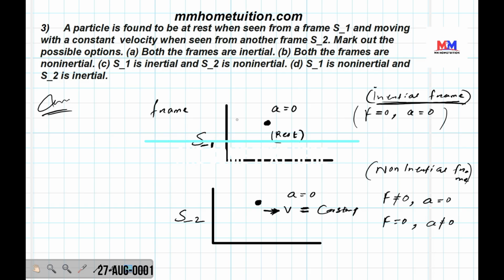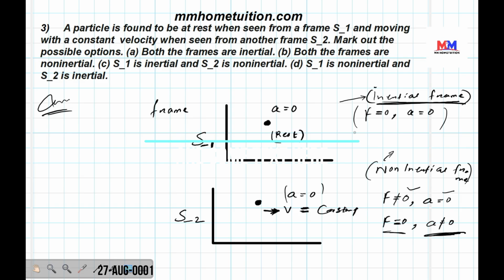So there are two frames. According to frame 1, when the body is at rest, acceleration is 0. So that may be an inertial frame of reference. Moving with constant speed, acceleration is also 0. That may be an inertial frame of reference. From another point of view, in a non-inertial frame of reference, when force is non-zero, acceleration may be 0, or when force acting on the system is 0, acceleration is non-zero. That is the case of a non-inertial frame of reference.